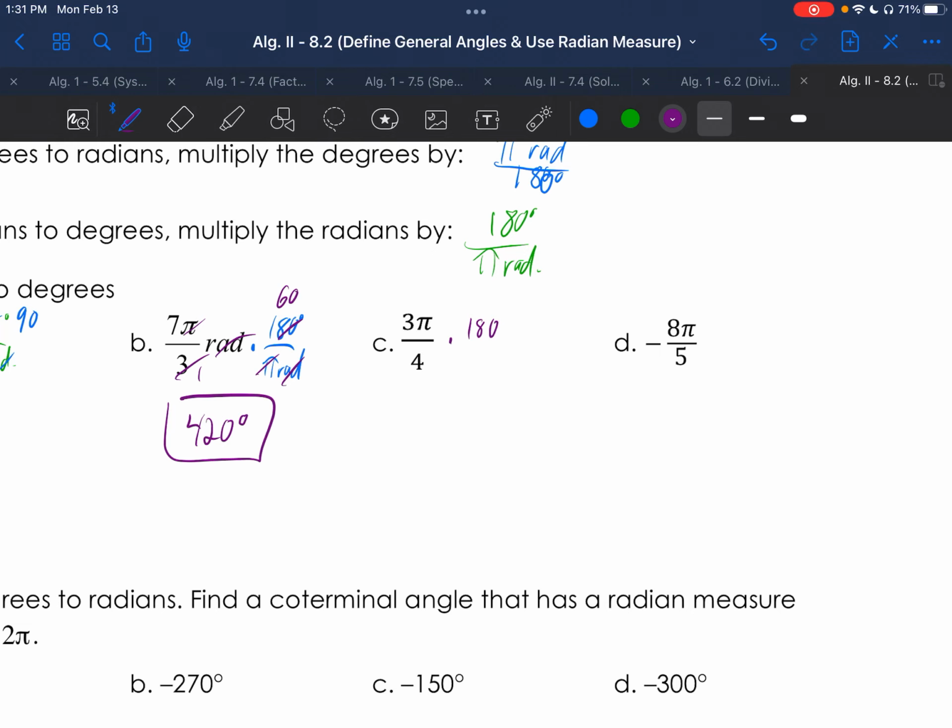Multiply by 180 degrees over pi radian. Pi and pi. There should be a little radian there that reduces as well. So that's how you know you're in degrees. And 4 and 180, 1 and 45 degrees. So you do 3 times 45 degrees and get 135 degrees.